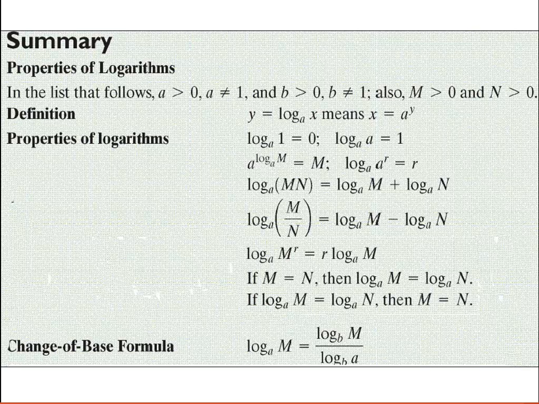All right, so that's everything we talk about in this section. Again, a quick summary here. We talked about properties of logarithms. We had quite a few properties of logarithms that we wrote down. We did some examples to illustrate those.